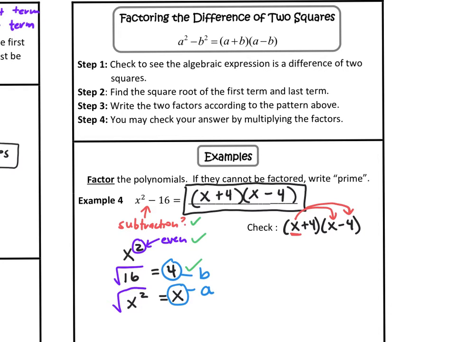and we get x squared. Right, x times x is x squared. X times negative 4 is negative 4x. And then I use purple, and so we multiply the 4 out. And so what's 4 times x? 4x. And what's 4 times negative 4? Negative 16.